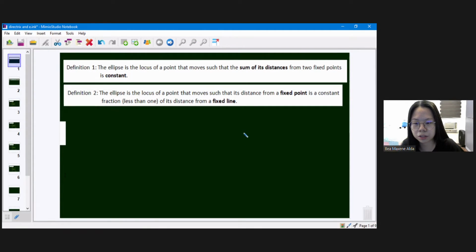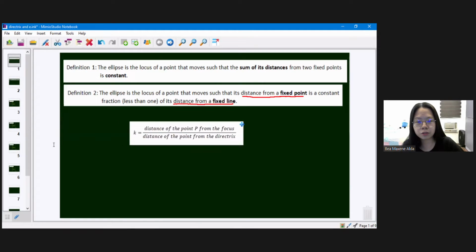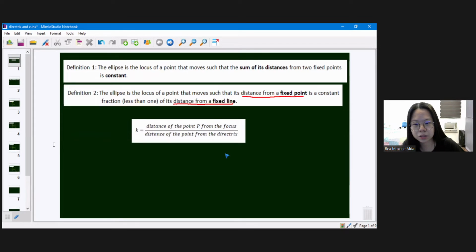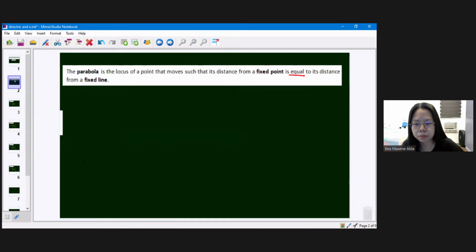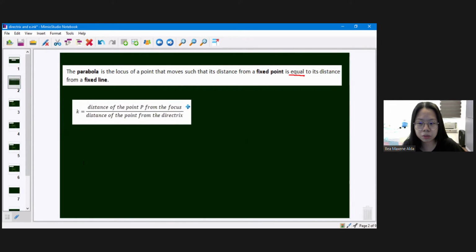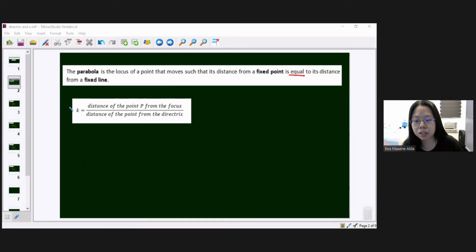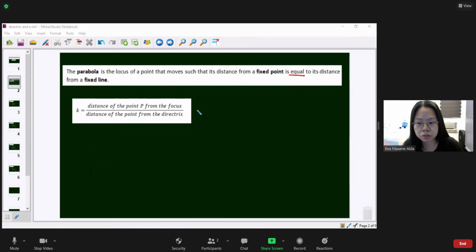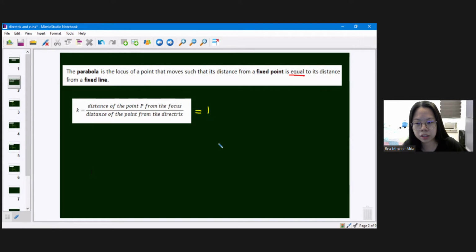So, let's pull that up here. Ito yung fraction na sinasabi natin. So, the distance of the said point from the focus over the distance of the point from the directrix. Now, kapag sa parabola, equal yung distances, no? So, pag equal, magiging 1 lang yung ratio. So, yan. Yung ratio na yan, very interesting.